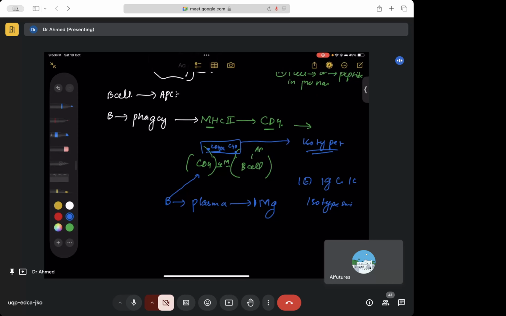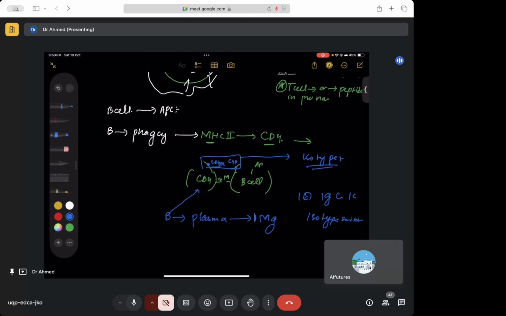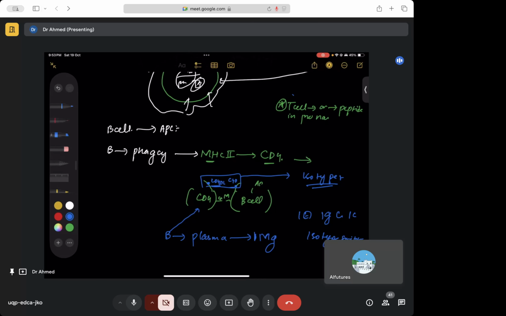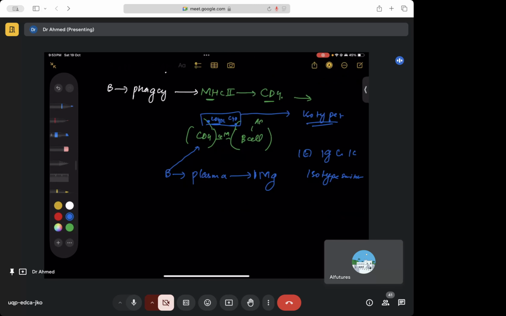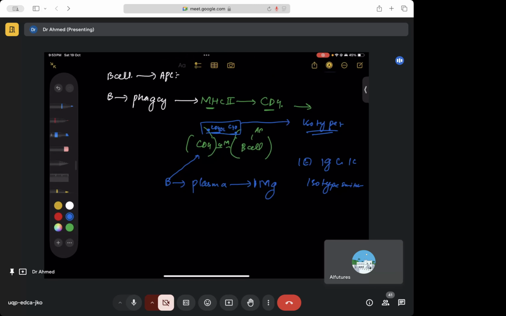Sir, can you repeat that the T cell only recognizes the peptide one? Okay, just leave it for now. Once we come to vaccination, we are going to do it. Don't worry about it. We are going to repeat it again and again. Now, are you clear how the isotype switching takes place?